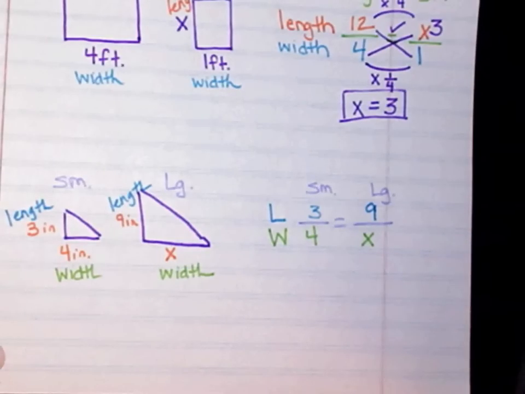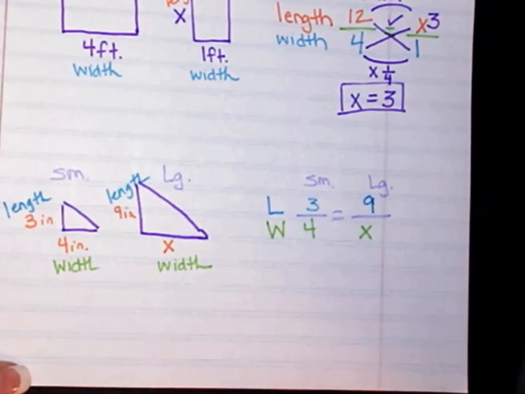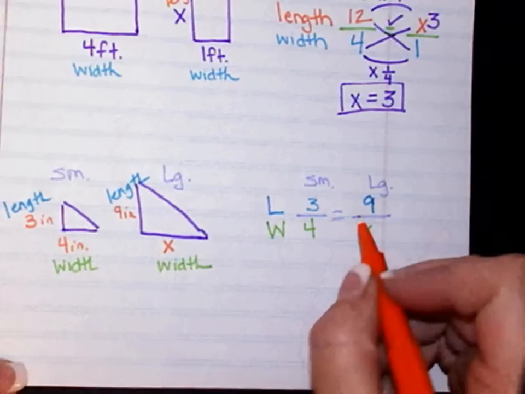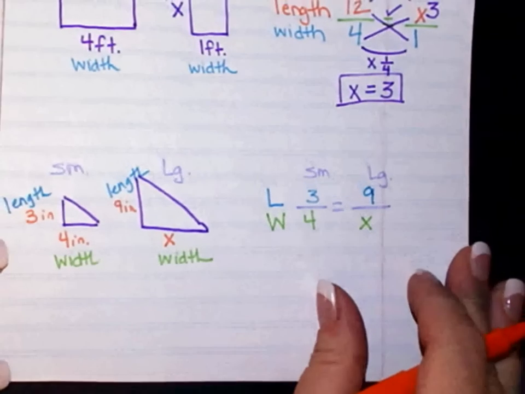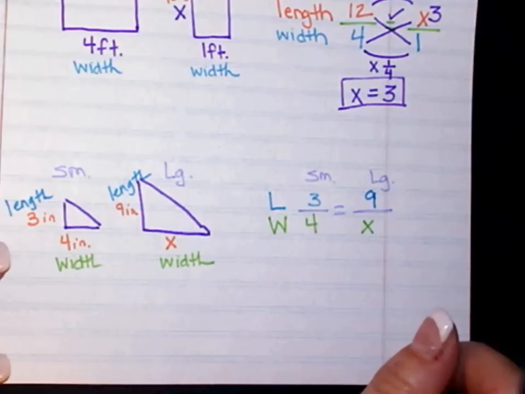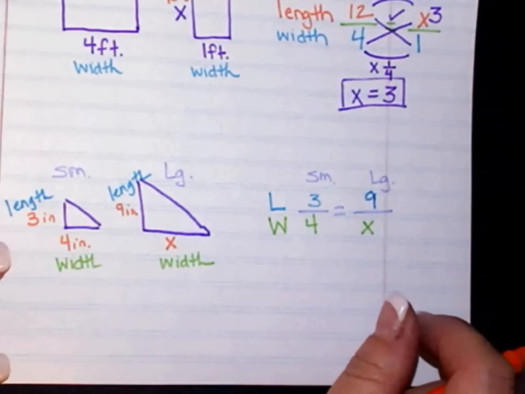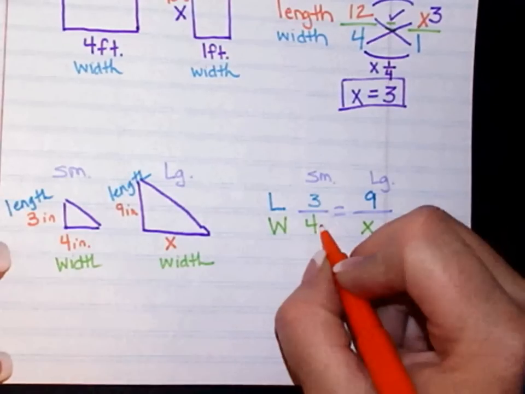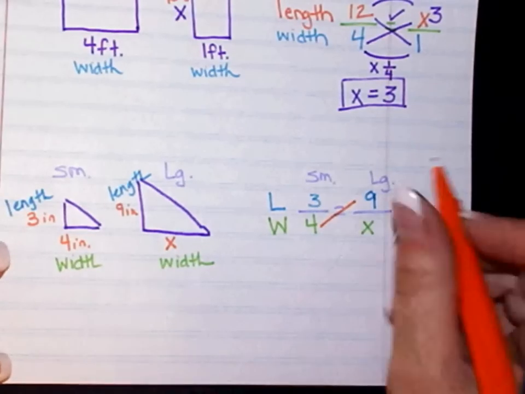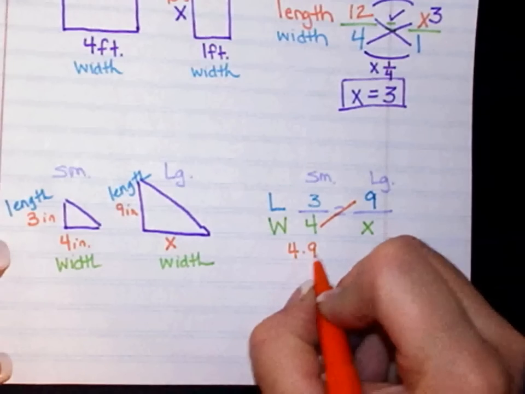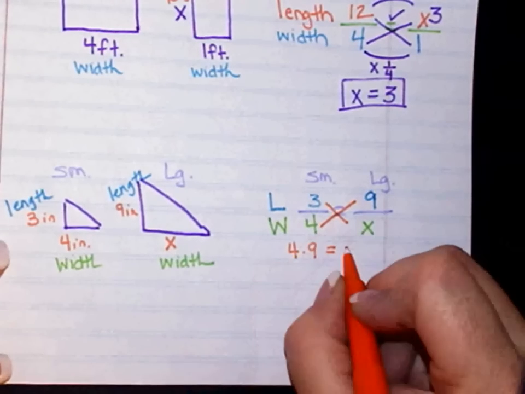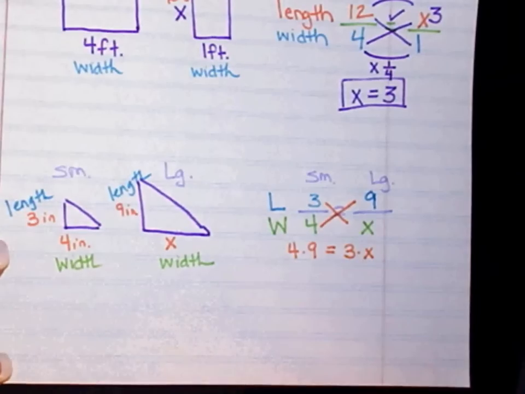Now on this one, I do have a scale factor, but sometimes you're not going to, so I want to show you what you do in the event that you do not. If you do not have a scale factor, we will need to go back to our strategy for finding if the ratios are proportional, which is cross multiply and divide. So I'm going to cross multiply, do exactly what it sounds like. 4 times 9 equals 3 times x.